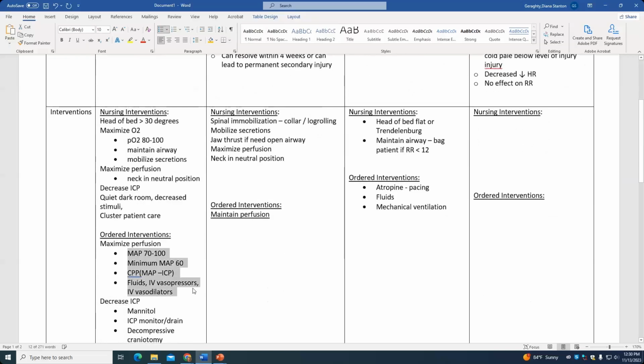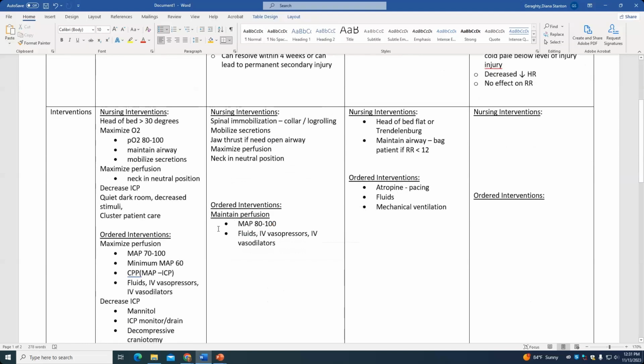Guess what, I'm just going to copy paste over here. We're going to take out the stuff that doesn't apply. Well, we want our MAP 70 to 100, but we like to keep it on the higher end, so we'll change it a little bit. But we're not going to worry about our minimum MAP because we're not worried about getting to our head. We don't have an ICP issue because we have a spinal cord injury. So now we're down to our proper interventions there.